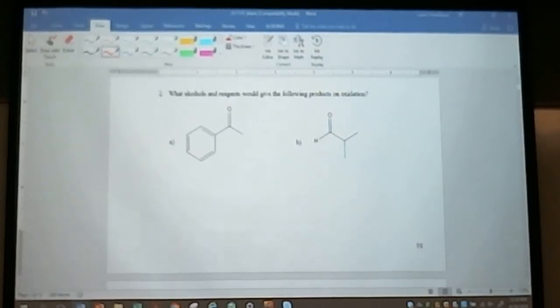So what alcohols and what reagents would you use to form the product A, which is a ketone, or the product B, which is an aldehyde? Go ahead and draw the starting material and draw the reagent that you would use to form the ketone.